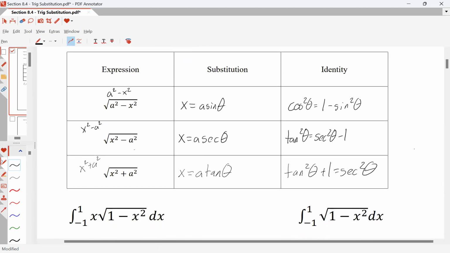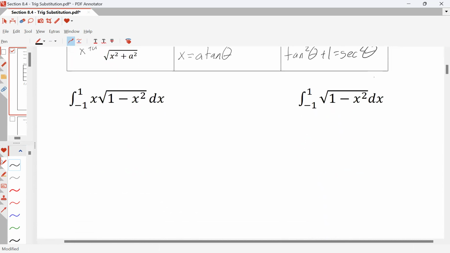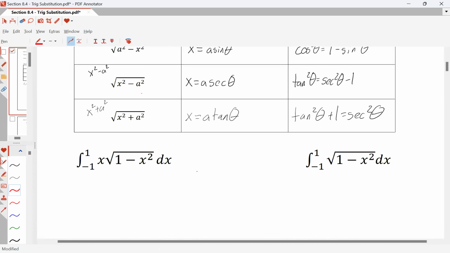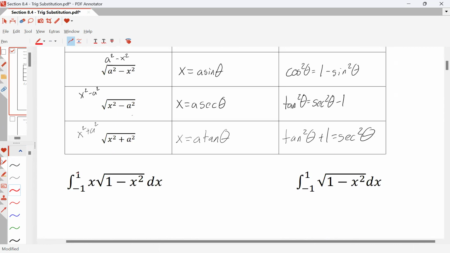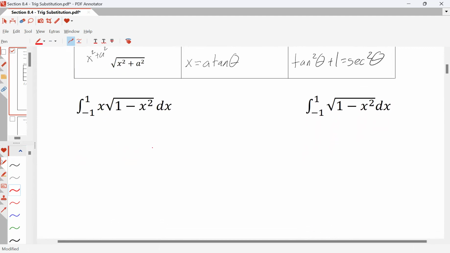So first thing to be aware of is that not everything with these square roots is trig sub. Here are two problems that look very similar. One of them is trig sub, one of them is not. So taking a look at them individually, the first problem is the integral from -1 to 1 of x times the square root of 1 minus x squared dx. This is a u sub problem. We could use trig substitution, but it'll take longer. If we see a u sub, we should use the u sub.